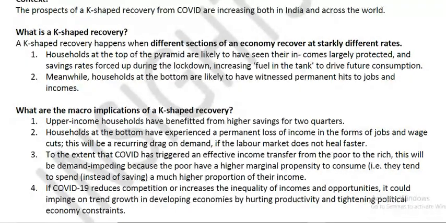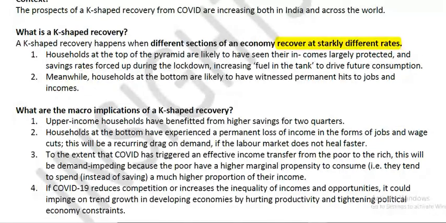A K-shaped recovery happens when different sections of an economy recover at starkly different rates. Households at the top of the pyramid are likely to have seen their incomes largely protected, while the households at the bottom are likely to have witnessed permanent hits to jobs and incomes.